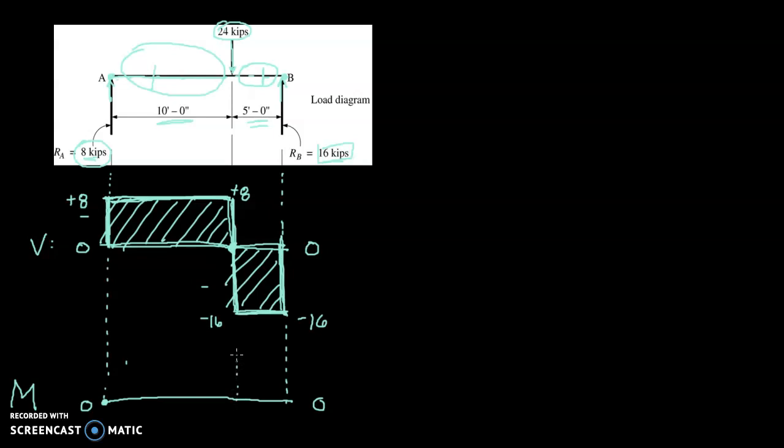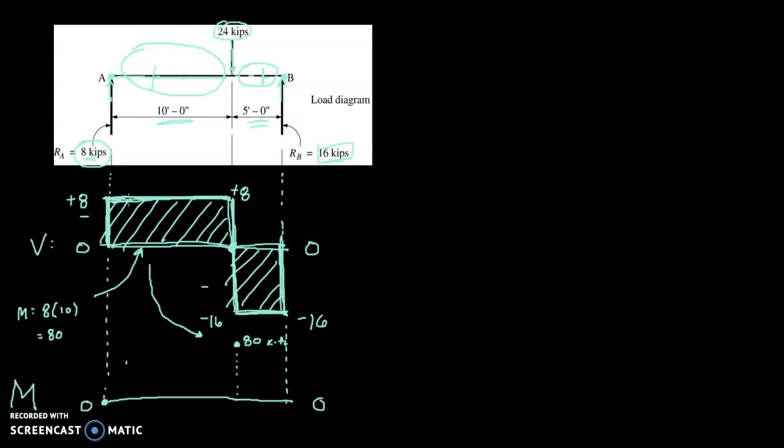So at that point, the moment is going to be equal to the area of this rectangle. If we look at the area of that rectangle, the moment value can be found by taking the height of 8 multiplied by a width of 10. 8 times 10 is 80. So that means that if we come down here on our moment diagram, at this point 10 feet from the left edge, the moment is going to be equal to 80 kip feet.